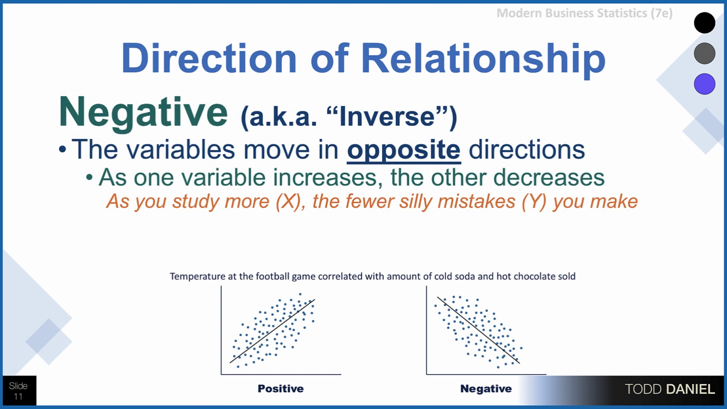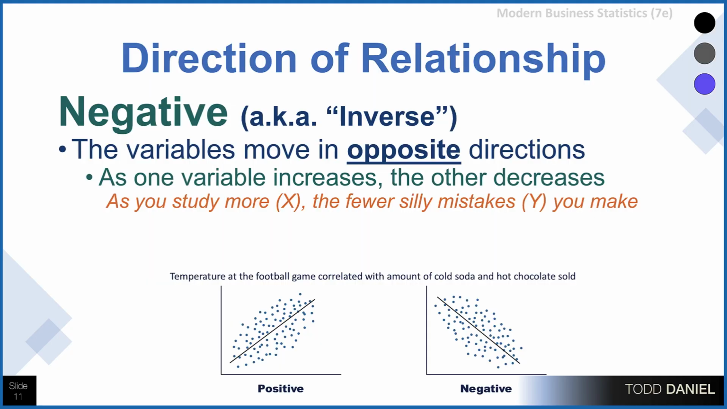The other direction that can occur with a correlation is a negative or an inverse relationship. This is where the variables move in opposite directions. As temperature goes up, the sales of hot chocolate go down, and as temperature goes down, as it gets colder, sales of hot chocolate increase. Another example might be that the more that you study, the fewer silly mistakes that you make. We would put our predictor variable, the amount of study, on the x-axis, and we would use that to predict the number of mistakes, which will be plotted on the y-axis.